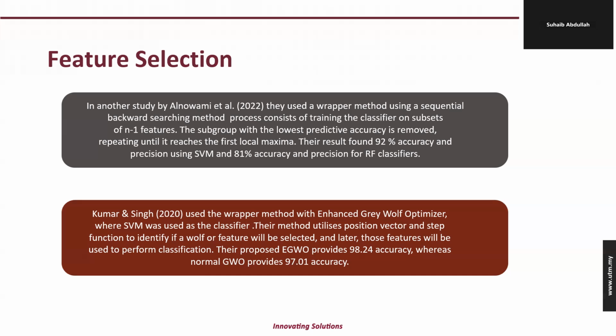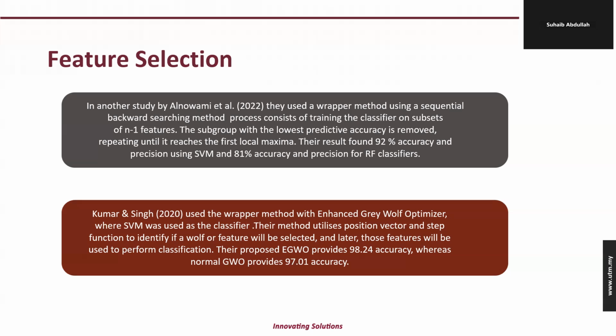In a study by Al-Noami, they used a wrapper method using a sequential backward searching process consisting of training the classifier on subsets of N-1 features. The subgroup with the lowest predictive accuracy is removed, repeating until it reaches a local maximum. With their method, they reached 92% accuracy and precision, whereas with the RF classifier, they found 81% accuracy and precision. So they found SVM works better with their dataset.